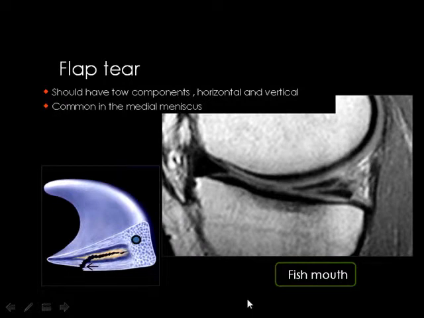Then we came to a flap tear, which is a complex tear. The flap tear is joining both components, the horizontal one and the vertical one. If you see a tear which is composed of a horizontal component and a vertical component, this is flap tear. And here you can see a horizontal component and a vertical component. Then if both tears are present in the same meniscus, this is flap, and they usually simulate this by the fish mouth, and you see a horizontal part and a vertical part.